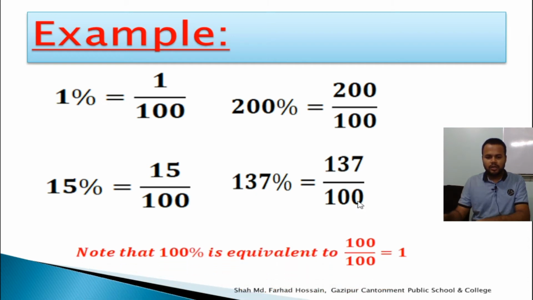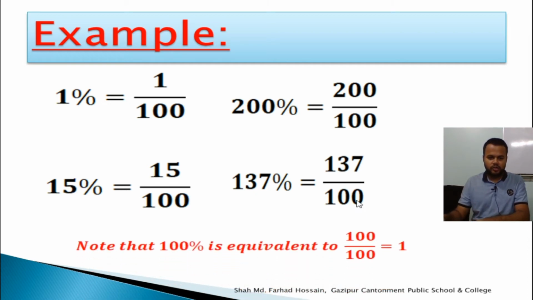Here we have the note: 100% is equivalent to 1. Look at this percent, that is 100, that means 100 by 100, which equals 1. So we can say that 100% is equivalent to 1. Look at this, 200% is equivalent to 2. Similarly, if we have 300%, then that is equivalent to 3.